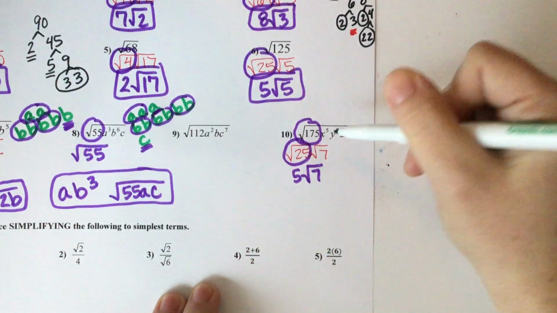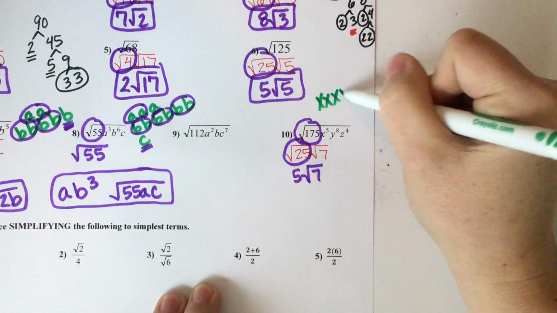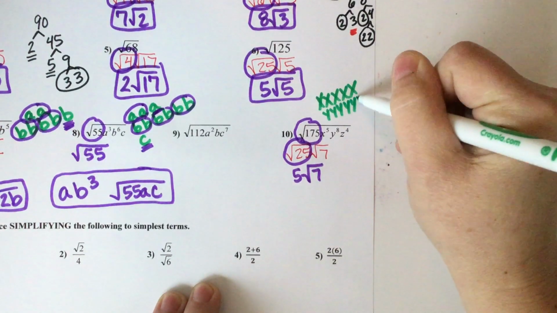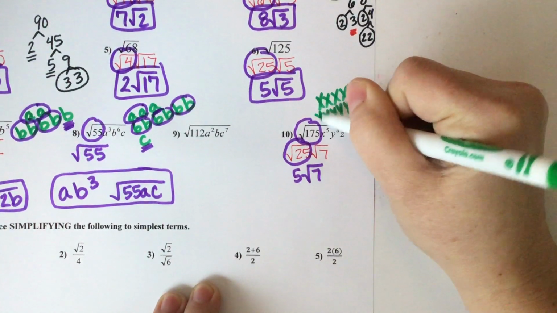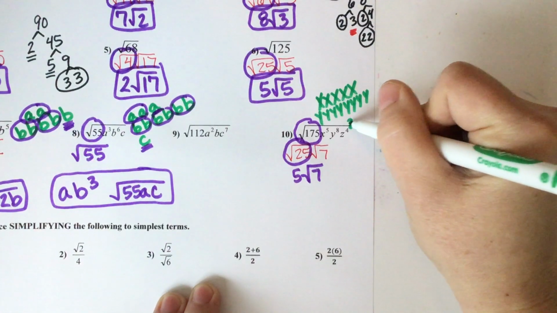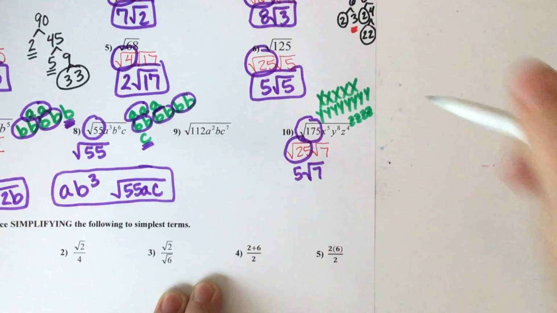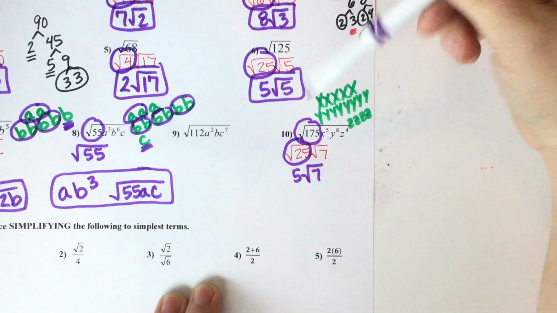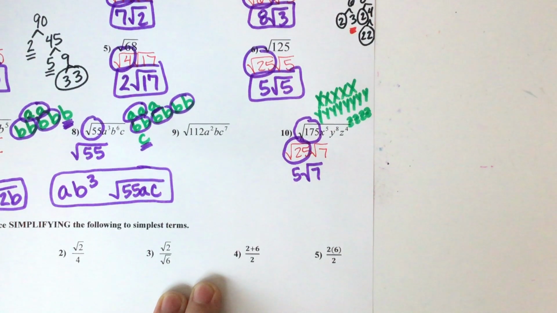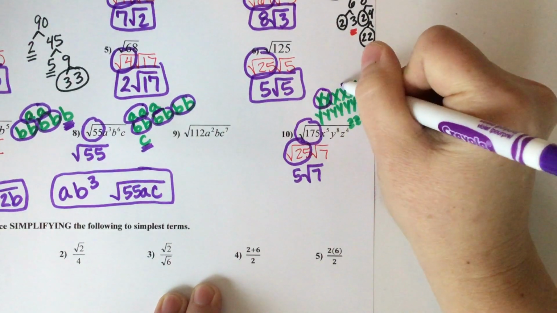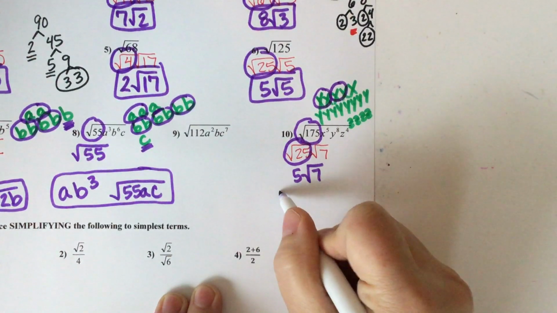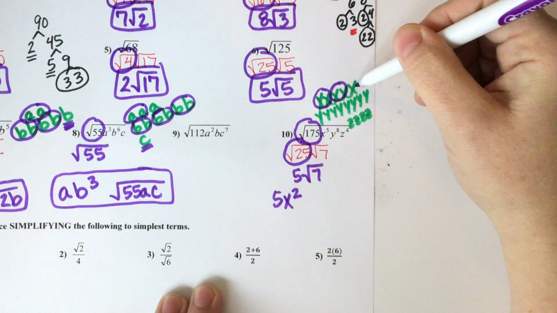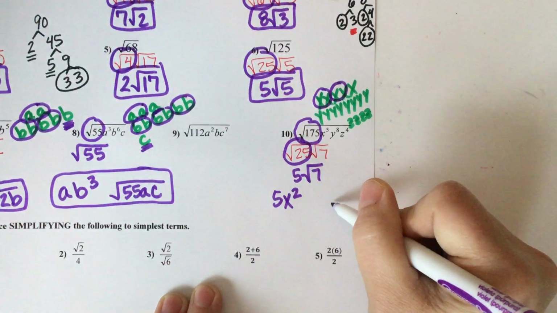We have 5 x's, 1, 2, 3, 4, 5. We have 8 y's, 1, 2, 3, 4, 5, 6, 7, 8. And we have 4 z's, 1, 2, 3, 4. Okay, we have 5 x's. How many pairs is that? 2. So with the 5, 2 x's come out, which you write as x squared. This x that doesn't have a partner goes under with the 7.